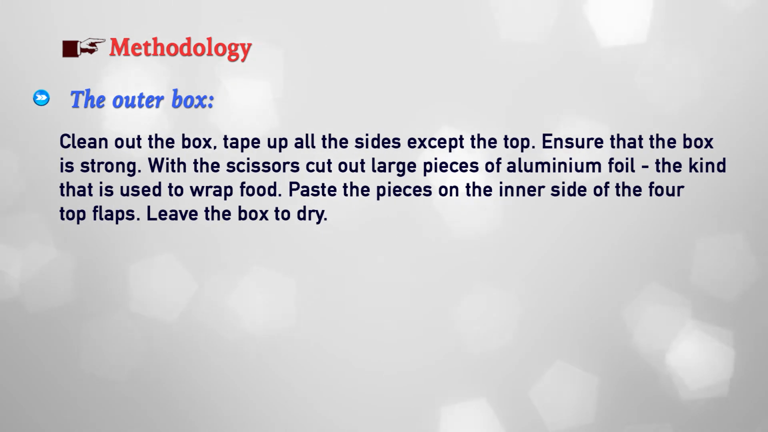Now we will discuss how the outer box is made. Clean out the box, tape all the sides except the top. Ensure that the box is strong. With the scissors, cut out large pieces of aluminum foil, the kind that is used to wrap food. Paste the pieces on the inner side of the 4 top flaps. Leave the box to dry.